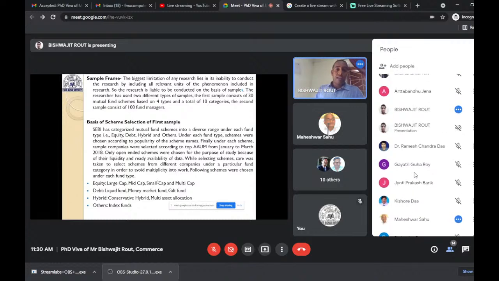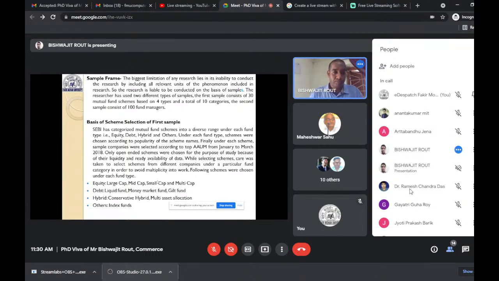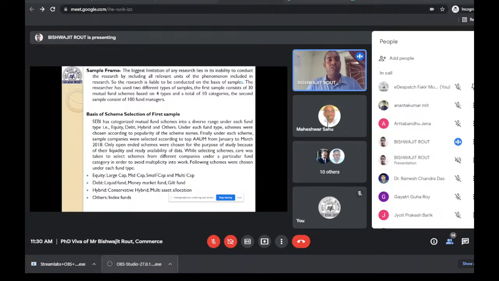So first one is the selection of the first sample. SEBI has categorized mutual fund schemes into a diverse range under each fund type, like equity, debt, hybrid, and others. Under each fund type, schemes are chosen according to the popularity of the scheme names. Finally, under each scheme, sample companies were selected according to top average asset under management from January to March 2018. Only open-ended schemes were chosen because closed-ended are not taken into consideration because of ready availability of data and the liquidity concern. While selecting schemes, care was taken to select schemes from different companies under a particular fund category in order to avoid multiplicity in the work.